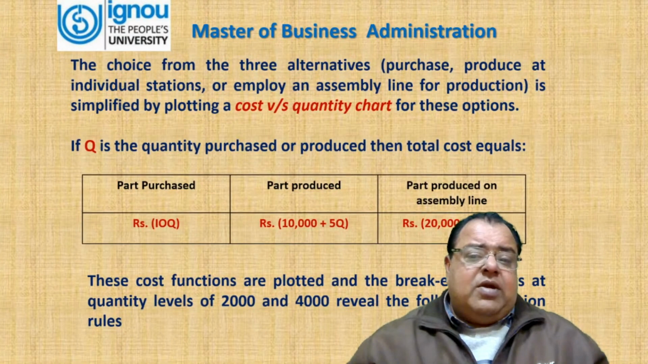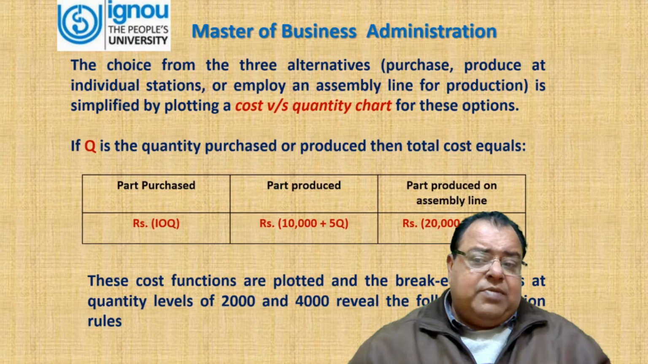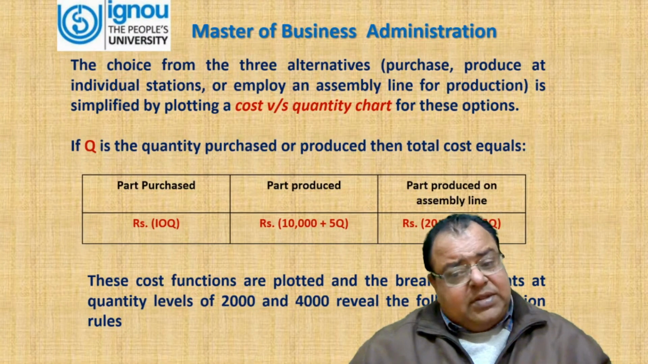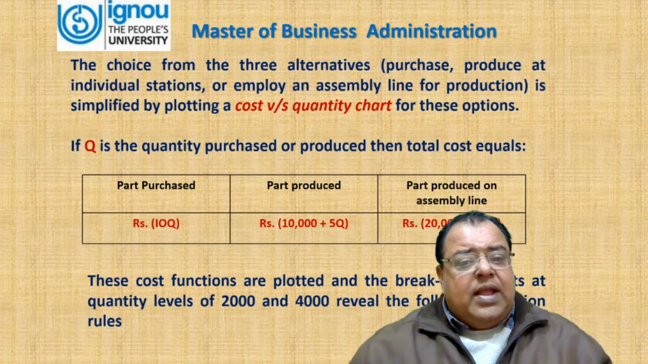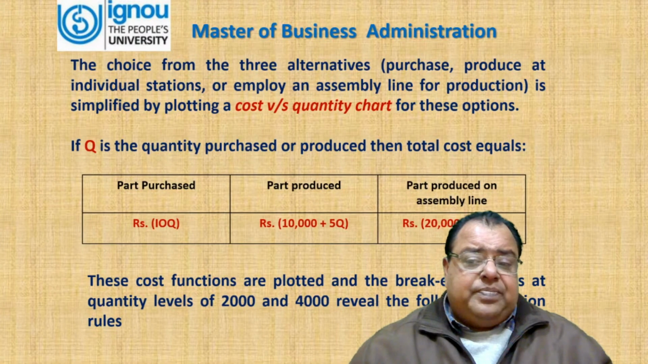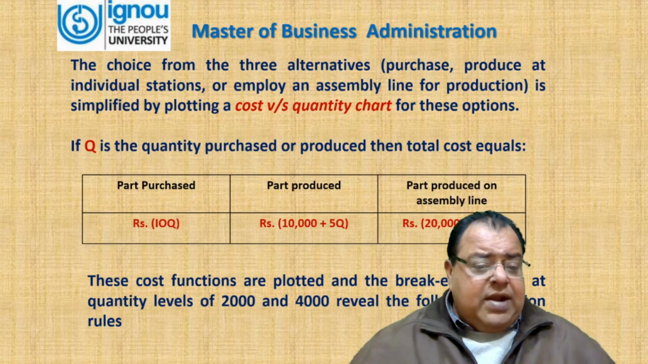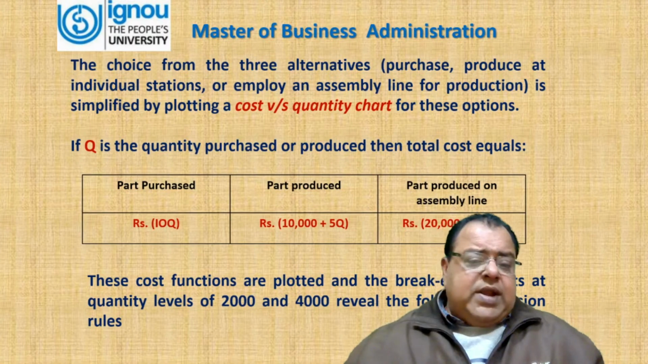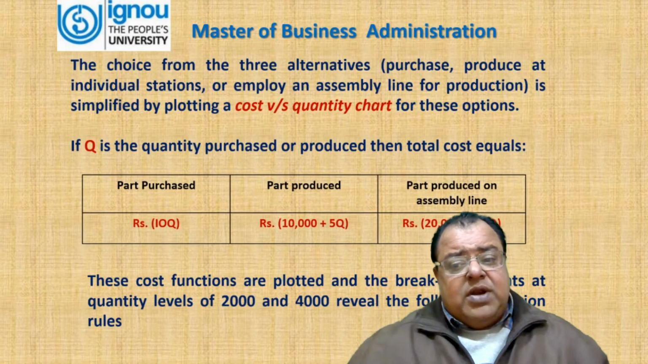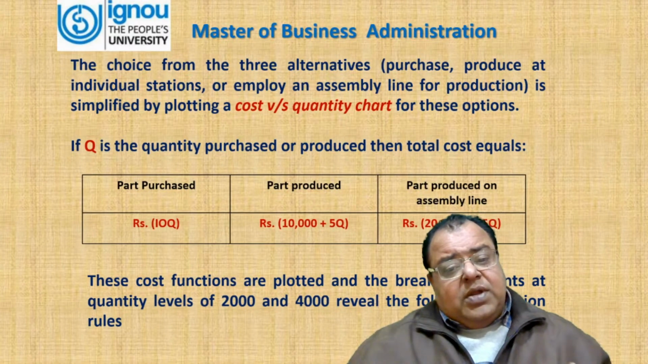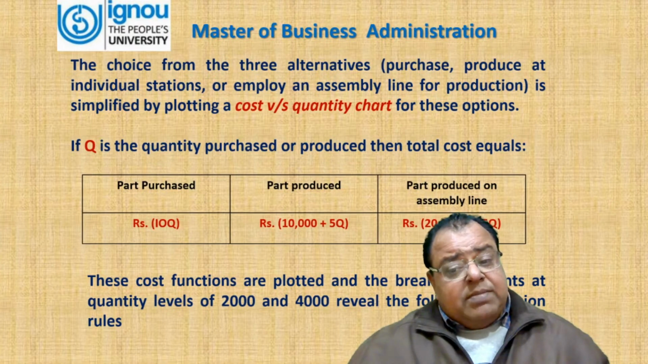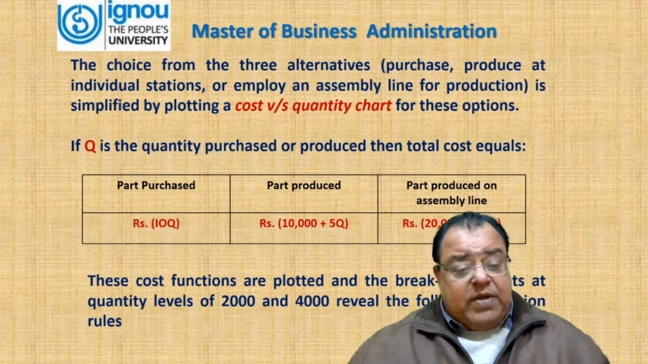The choice is from three alternatives: purchase the product, produce it at an individual station, or employ an assembly line for production. Three stages are there, and we are converting this into a mathematical relation. If Q is the quantity purchased or produced, the total cost equals, for part purchased, 10Q; for part produced at an individual station, 10,000 plus 5Q; and for part produced on assembly line, 20,000 plus 2.5Q.